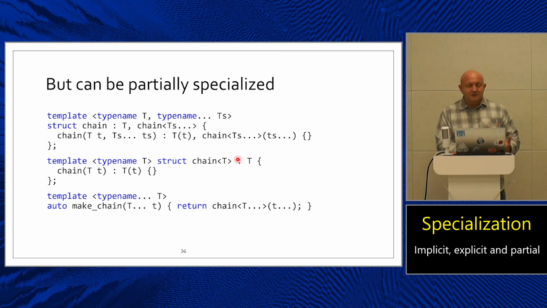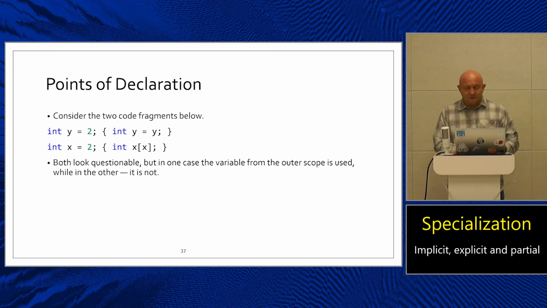But what is this? How does this partial specialization work? Before we come to how it is really working, we need to see some more fundamental concepts. And the fundamental concept that will be crucial for understanding class specialization is point of declaration.